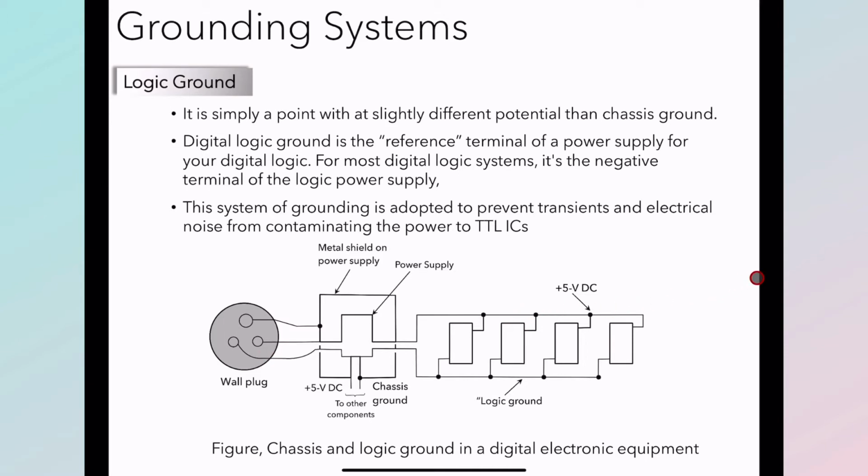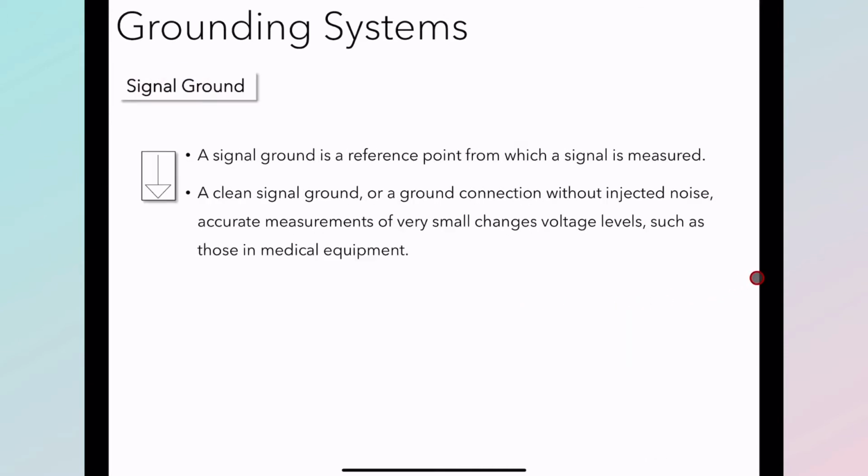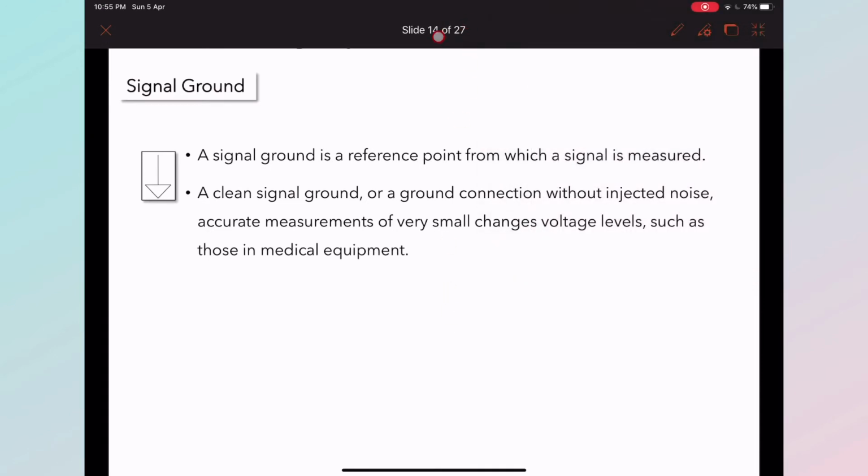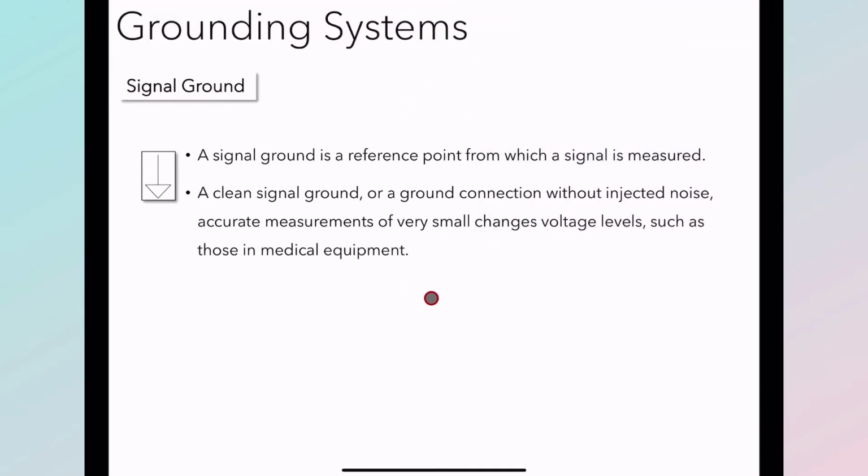Okay, this is the other type. This type of grounding is different from the ones that we studied in previous slides. In this, a specific signal is provided, which is considered as our ground. It is a reference point from which other signals are made. What does it mean? Let us see.